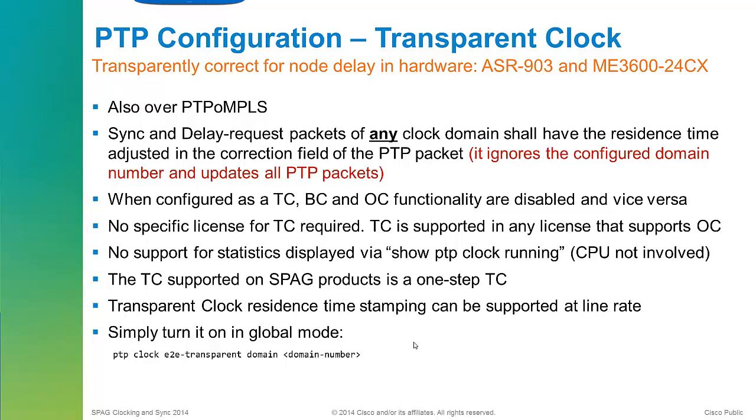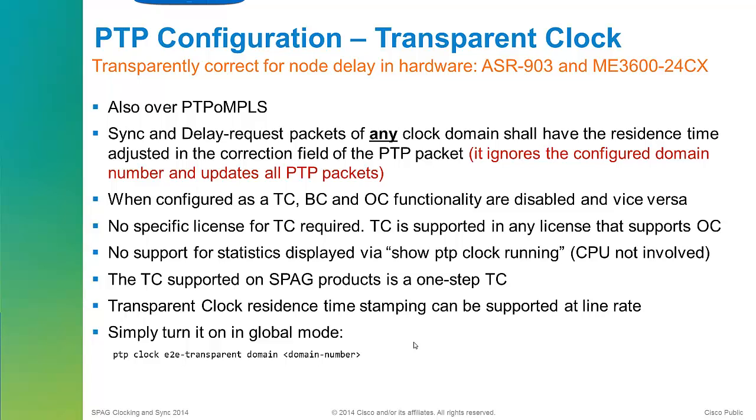There's no license required for it, so any license that supports ordinary clock, which is like the base IP sort of license. There's no statistics. You can't really see what it's doing. If I'm thinking about doing a later video on troubleshooting, there is actually some CLI where you can see that it's doing what it said. But basically, there's no PTP statistics because you're not running a PTP stack. You're not involved. It's all been done by the PHY.